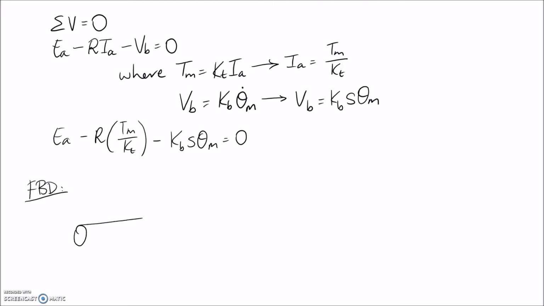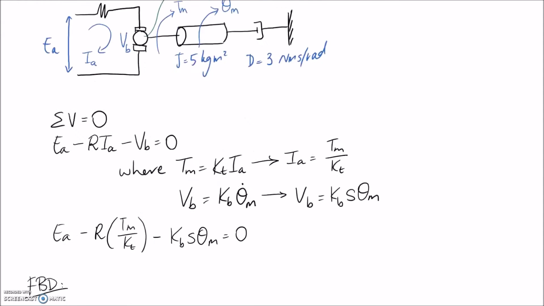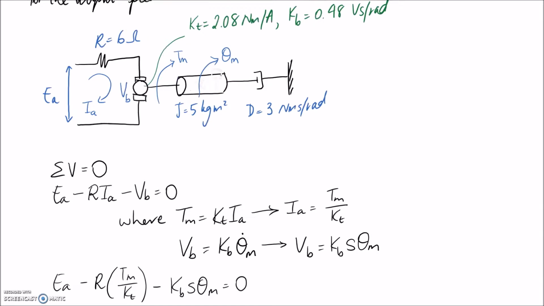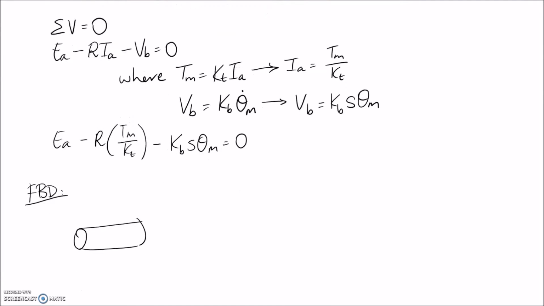So drawing the free body diagram of our shaft, this is just a 1 degree of freedom system for the shaft here. So it's just this piece for the mass, or the inertia part, connected to a damper. So we're going to have Tm applied in the clockwise direction. Let's put that in.